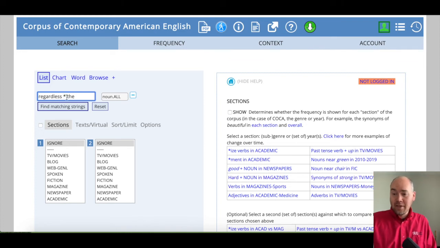Okay. So here, the star just again means any word. It can also be a comma or a period in COCA. The space is very important. Okay. If I have a space here, it's going to look for regardless and then another word. That's what I want. And then another word, the. If I don't have the space, I'm going to show you what I get.